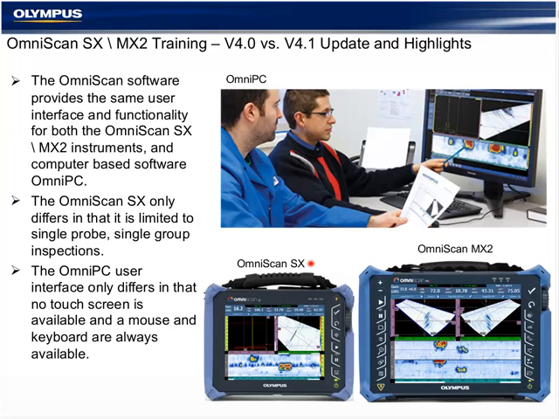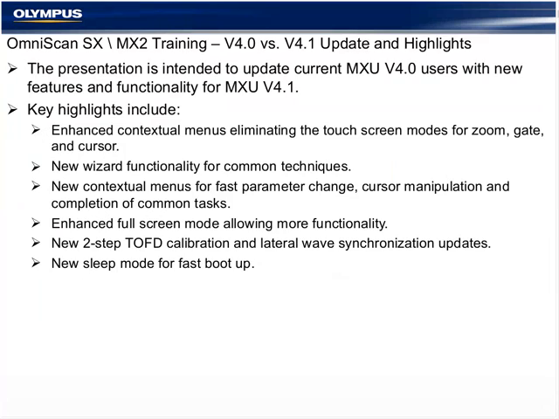Most of the features you'll see today are specifically designed to enhance full screen mode, allowing you to use more of the display, see data larger and more clearly, and not have to navigate through the menus and submenus to change common function parameters. There's a new TOF calibrator and a sleep mode that will make for fast boot up. So we're going to take a look at these through the PowerPoint, and we'll be transitioning both to OmniPC and to a live instrument that we'll see.